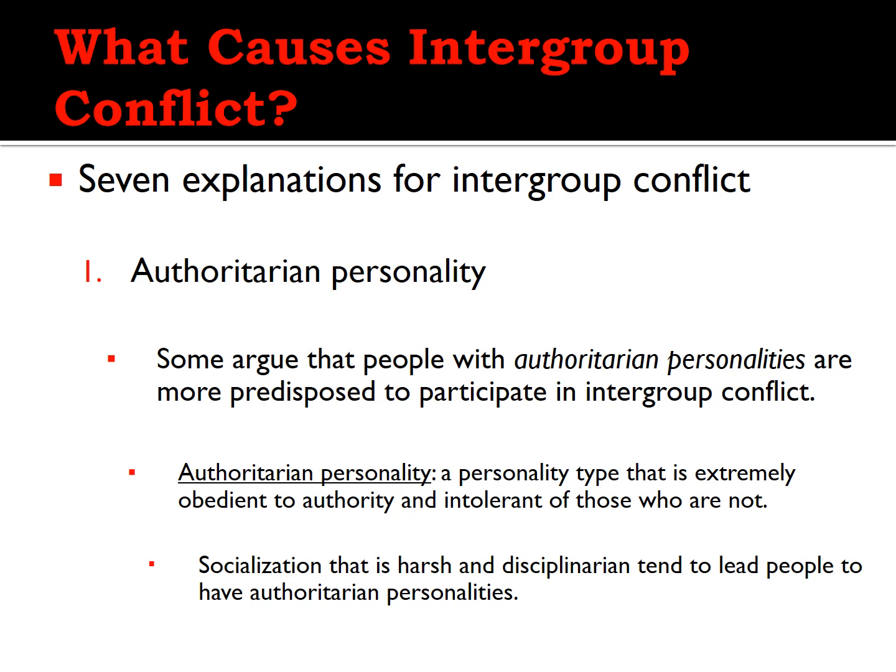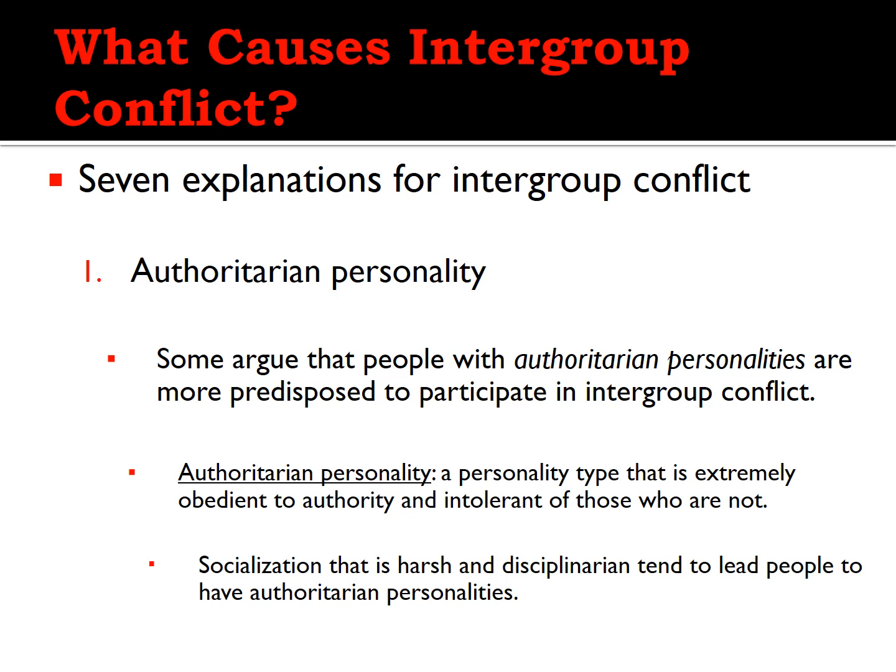Overall, social psychologists have come up with 7 different explanations for why intergroup conflict occurs. We'll discuss each of these explanations. As you'll see, some of them are better than others. Also, we shouldn't necessarily think of these explanations as mutually exclusive. That is, several of these explanations could partly explain the same instance of intergroup conflict, and some of these explanations may be better than others at explaining some instances of intergroup conflict.